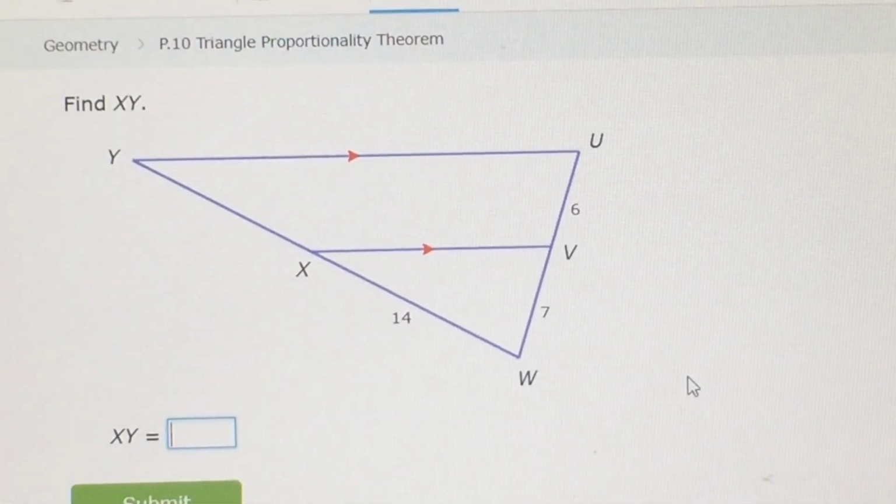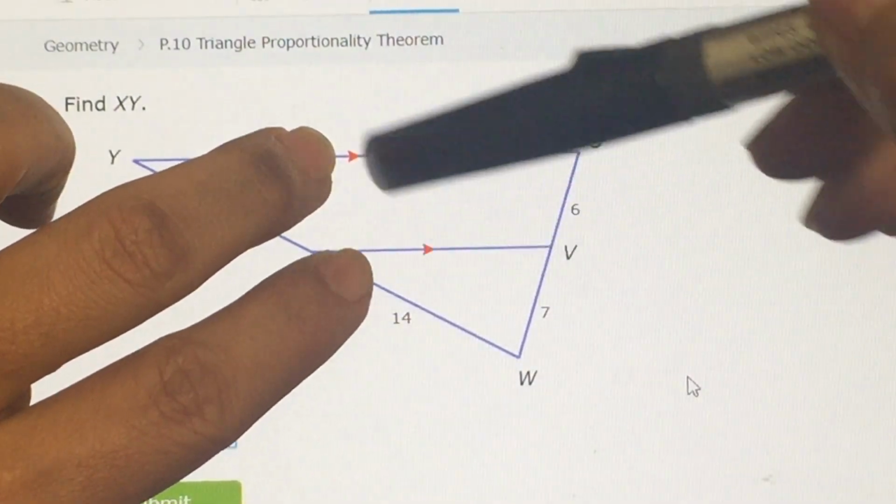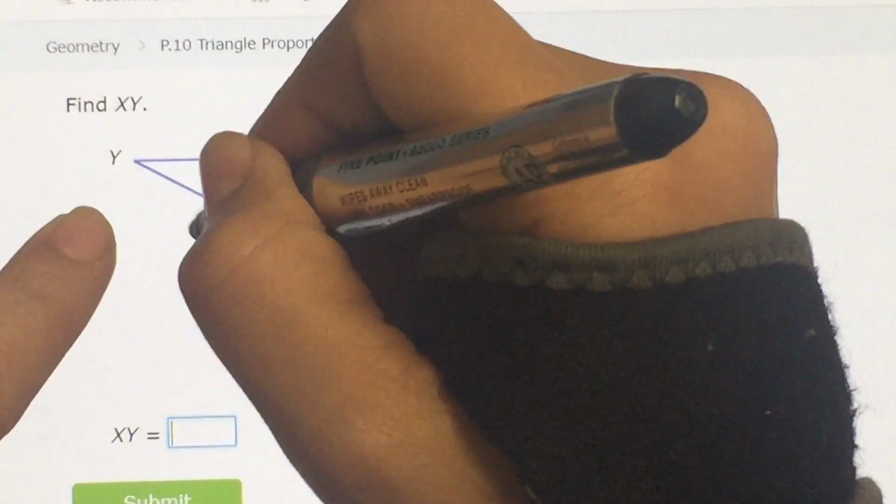I'm going to take a look at the triangle proportionality theorem, and that basically says that if you have a whole triangle and then you draw a horizontal line so that these two are parallel, so it has parallel sides, then you can set up your ratios very simply. There are several ways of doing this, so I'm just going to stick to what I think is easy. So the question is find XY, which is this, right?